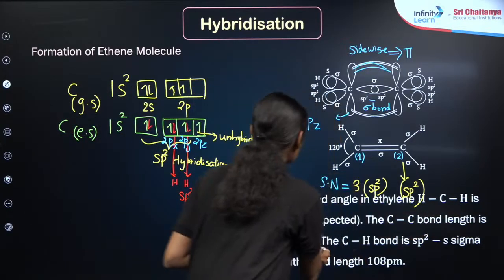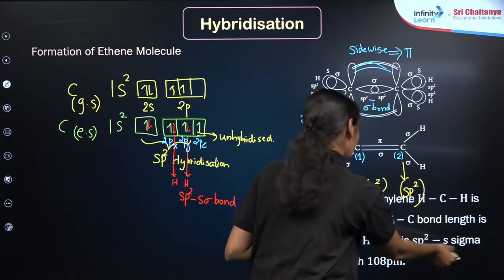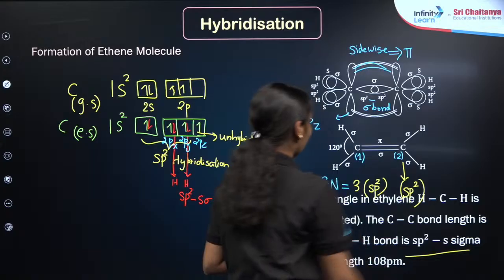Again, bond length is given here. The C=C bond length is 1.34 angstrom. Then the sp2-s sigma bond length is 108 picometer, right?